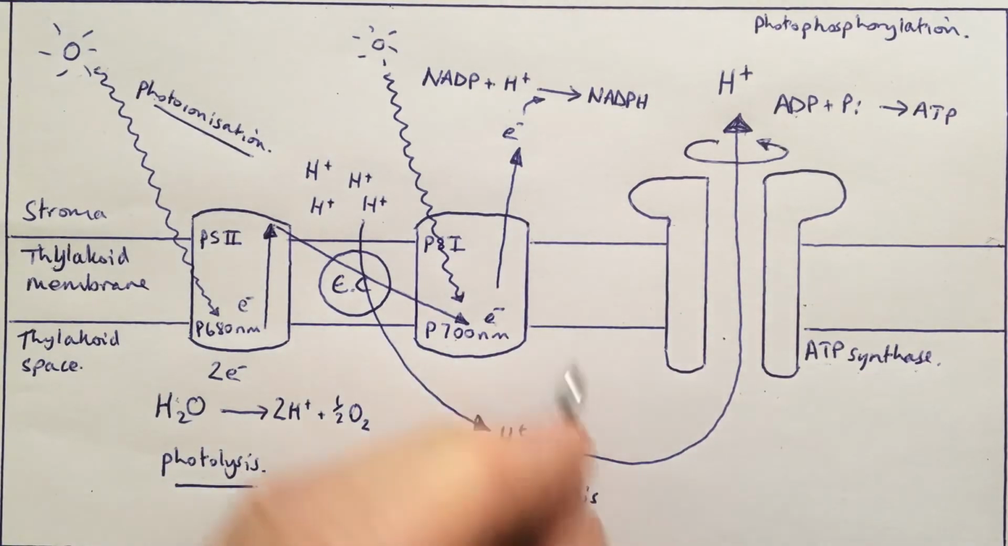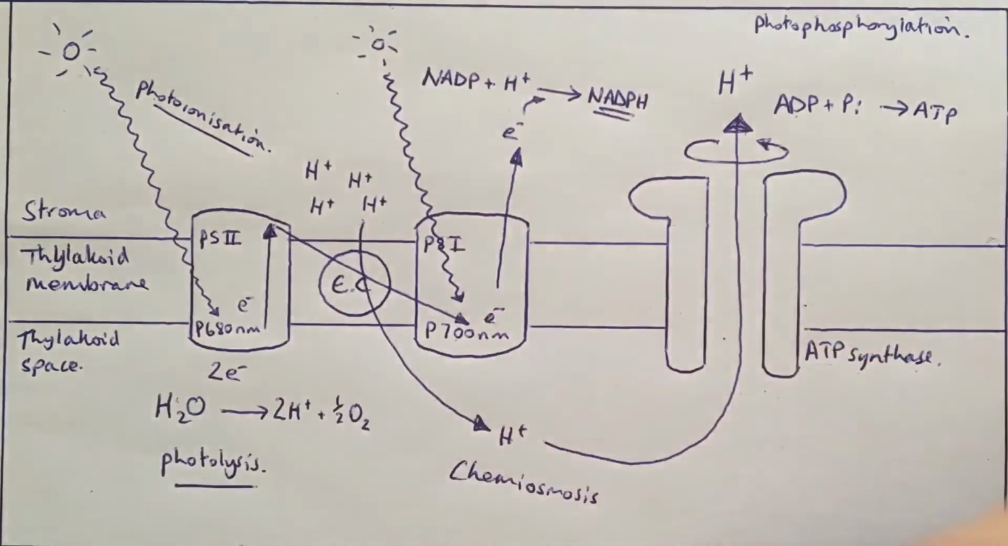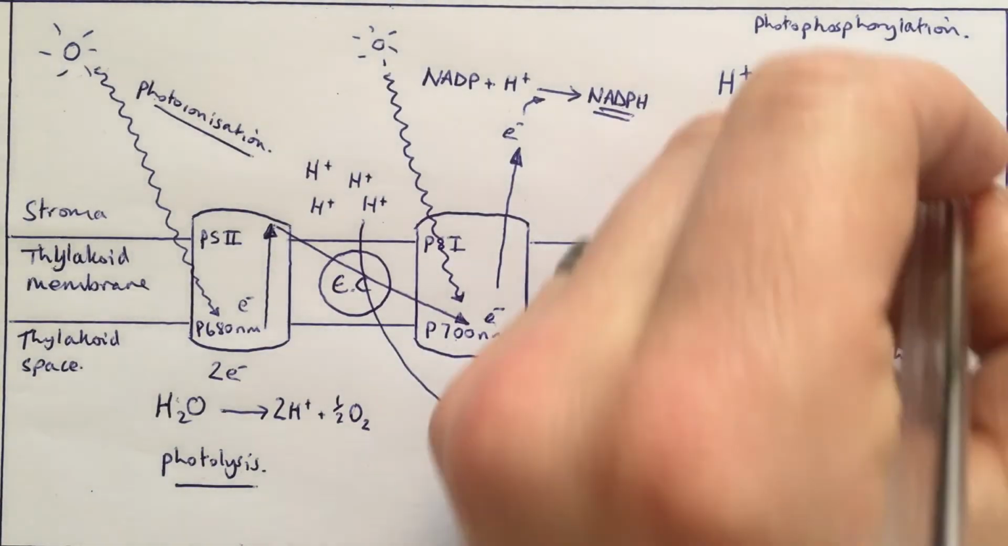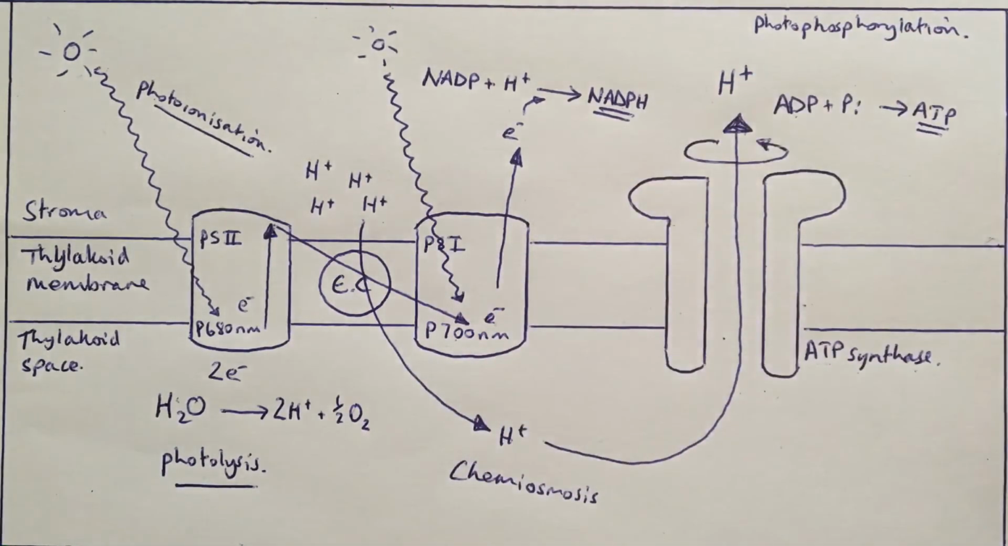So this NADPH and this ATP is then going to go to the second stage of photosynthesis, called the light independent stage, or the Calvin cycle. There is no light needed there, so hence why plants can still photosynthesize at night time. And that is pretty much it for the light dependent stage.